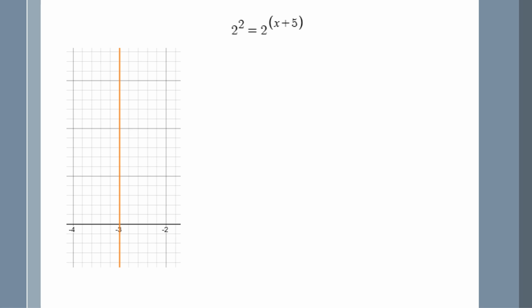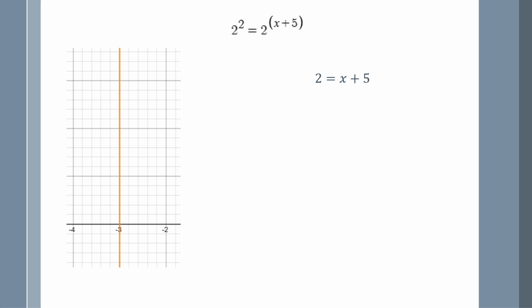Since your bases are the same, you got 2 as a base there, 2 squared, and then on the other side of the equation, 2 is the base also. And because that's the same, you could get rid of those bases and take the exponents. So 2 equals x plus 5.